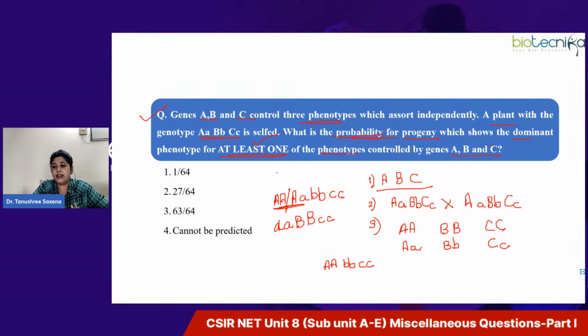So what do you think? What is the answer over here? Okay, so I can see you all have answered. Already some of you have answered. So it is option 3 you are answering.